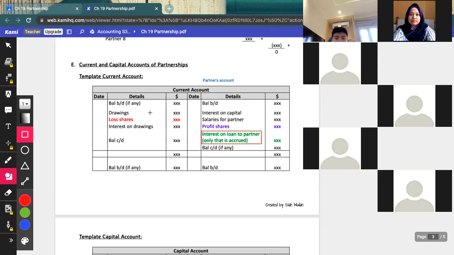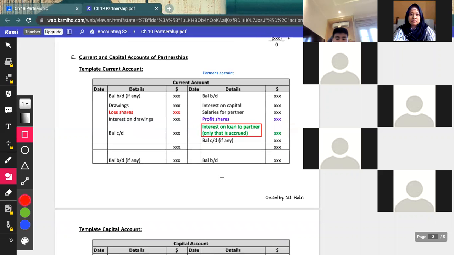Next, drawings will be on the debit side because they deduct from the partner's account. Loss shares are also on the debit side, and interest on drawings is also on the debit side. After that, the normal balance c/d will be on the debit side, and an abnormal balance c/d will be on the credit side. Then carry it down to the next accounting period, and that's it.